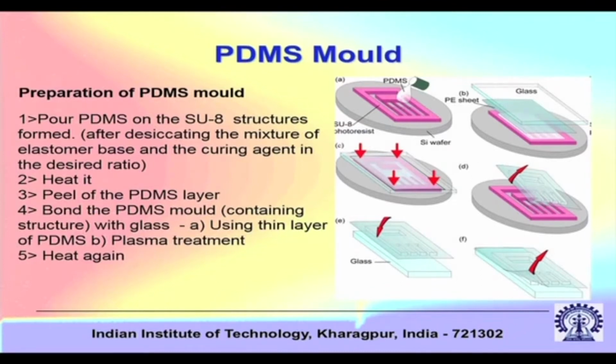So you can see, this is a pictorial demonstration. Let us say that your mold is an SU8 based structure. So pour PDMS onto the SU8 structures formed, heat it, then peel off the PDMS layer. It is just like casting, if you see. So you see the PDMS being poured in the figure, then heat it, then peel off the PDMS layer and bond the PDMS mold with a glass, and then you make plasma treatment and heat again.